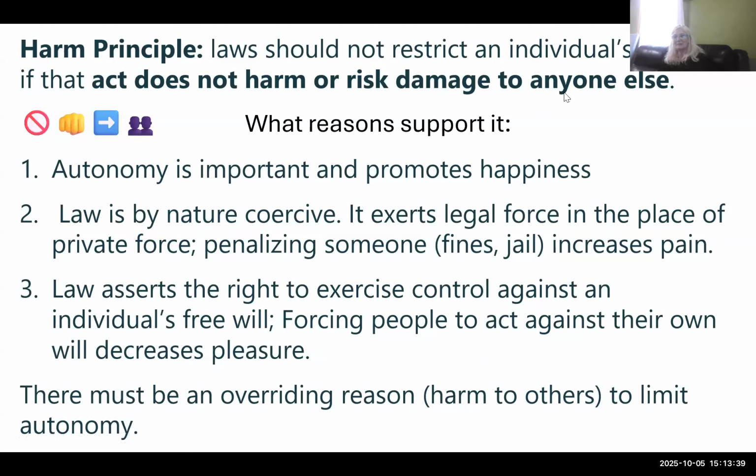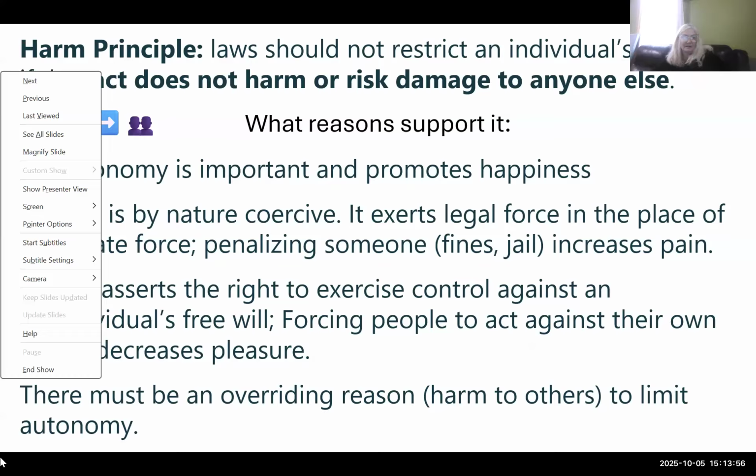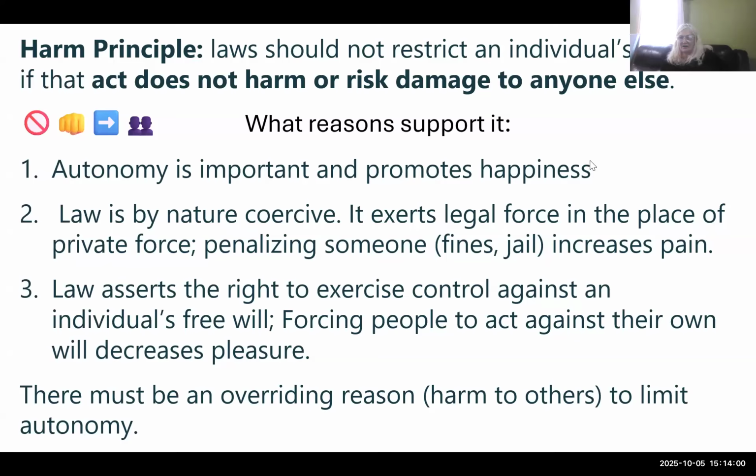Now, the last thing I want to talk about is the aspect that brings together both legal theory and political theory, which is theory of law. And this is about the moral limits of law. So according to utilitarianism, they believe in what we call the harm principle. Law should not restrict an individual's activity if the act does not harm or risk damage to anyone else.